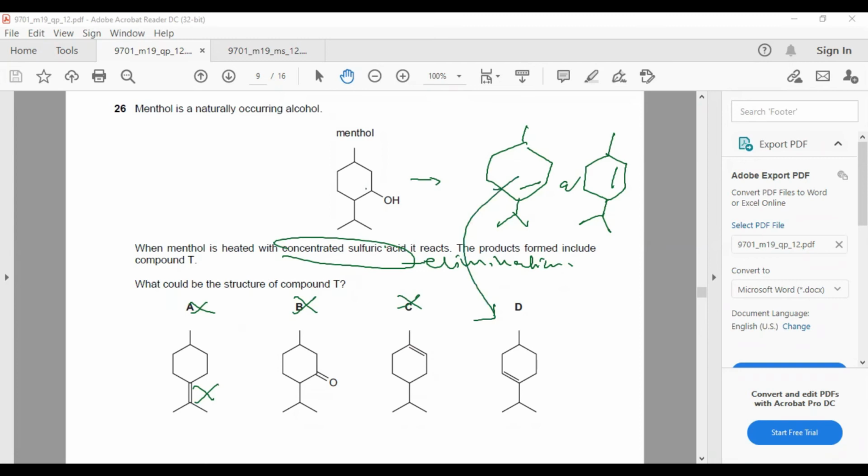Okay. This examiner has tried to use a trick. So first you should know what the products are and then see. A and B are 100% wrong because ketone is not formed. Okay, got it? This is the answer or this one. This is similar to this. Either the double bond is here or here, no problem. Same name is there.